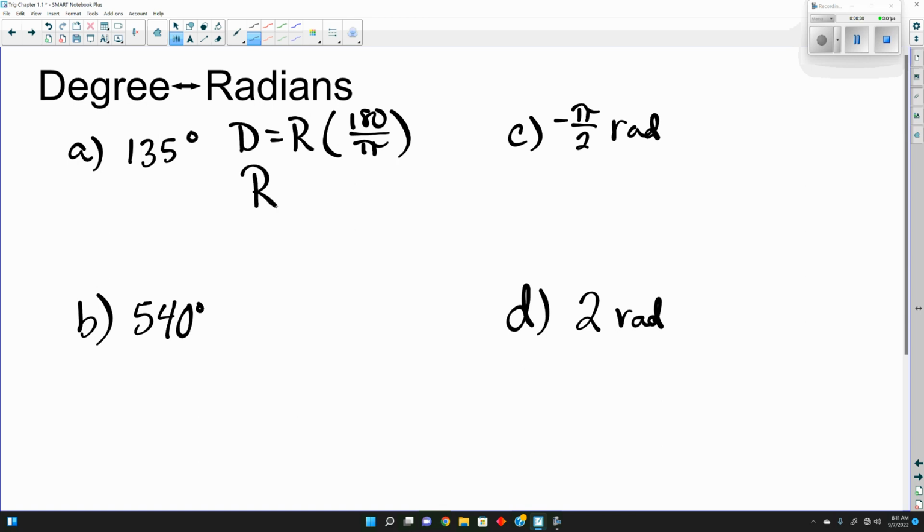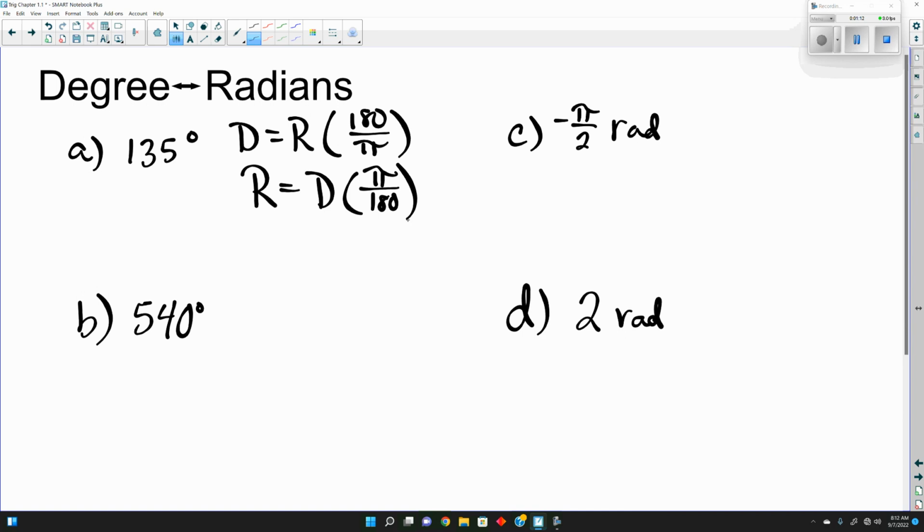If we want to go to radians, we take the degree measure and multiply it by pi over 180. These are kind of the main two ways that we change from one to the other. And we did this for, I think, 135 and negative pi over 2. Because I think the only one we didn't do was 2, yes?